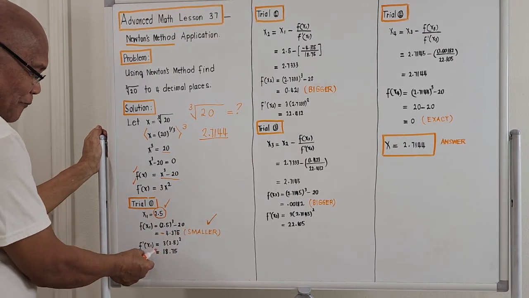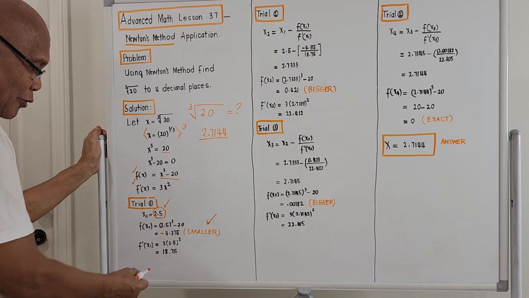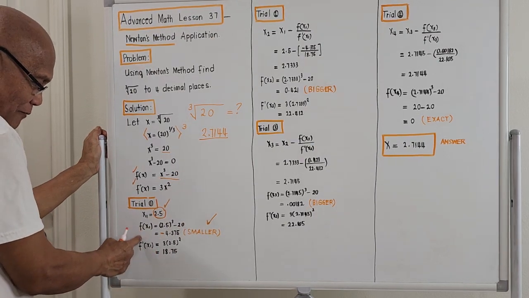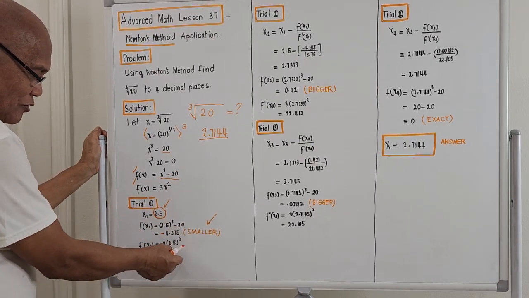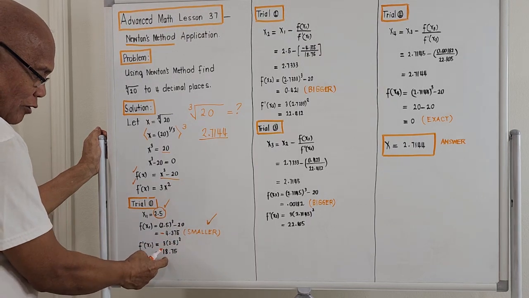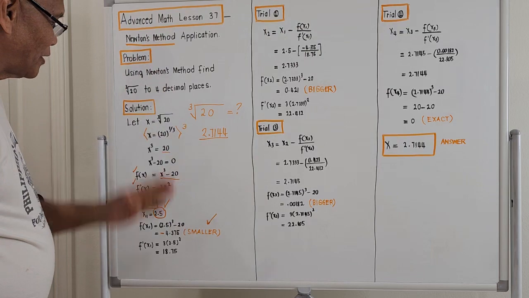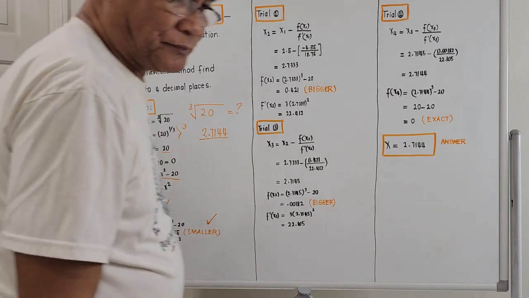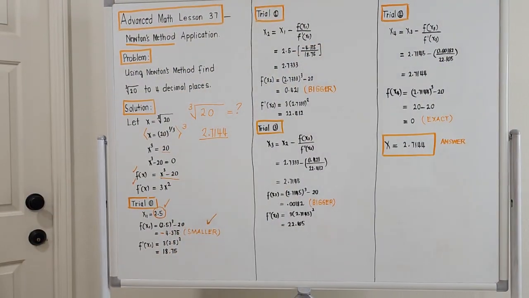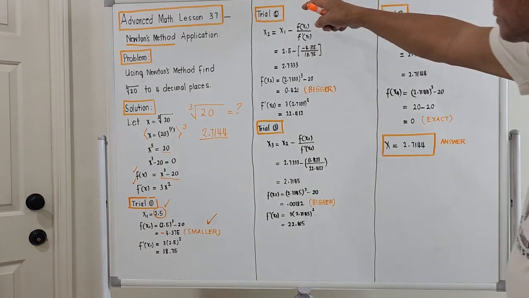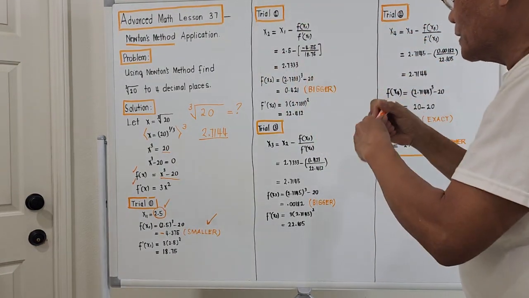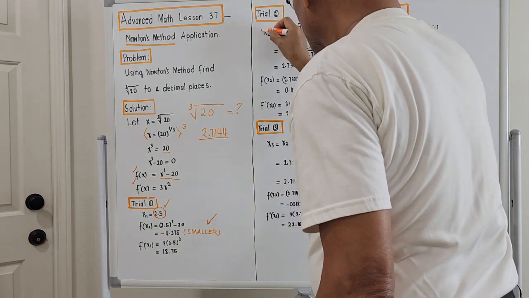It's a must that we compute this because on the next trial value, we need this one. F prime of x1 will be 3 times 2.5 squared. What comes out will be 18.75. Okay, let's go to trial number 2. That is trial number 1. So for trial number 2, under Newton's method, this will be the equation.